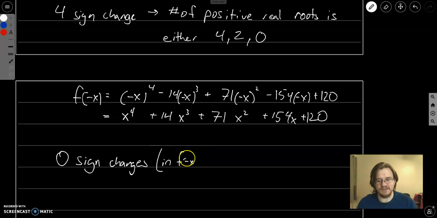Specifically in f of negative x. So there are 0 negative roots. Let me rephrase this. So there are no negative roots.